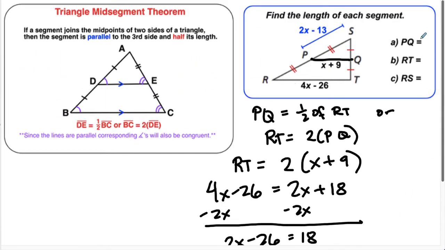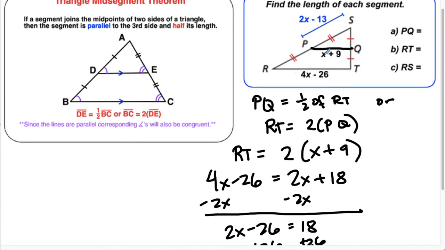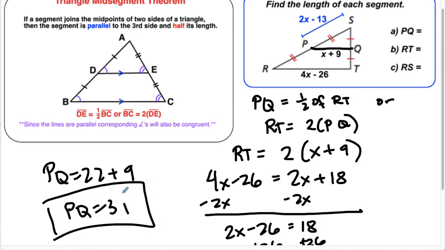We can answer some questions. It says, what's the length of PQ? Well, the length of PQ, if x is 22, then that becomes 22 plus 9, which is equal to 31. All right, so PQ is equal to 31. Now I want you to pause this video to check and see if you can understand how to find RT and how to find RS, okay?